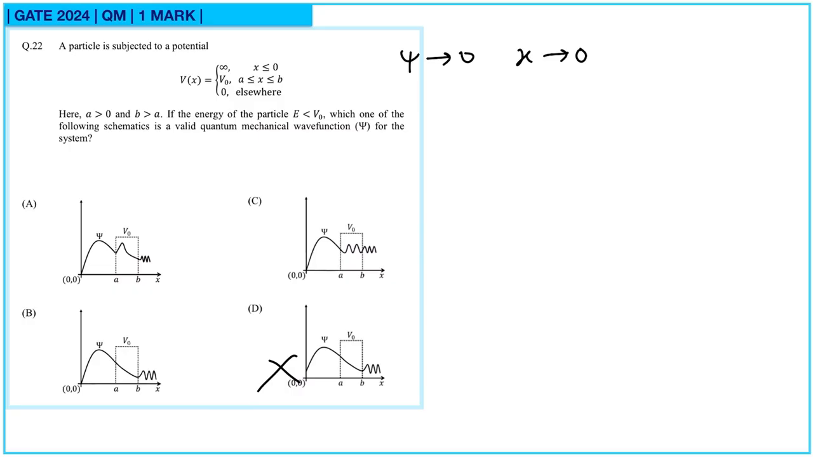So if V of x is 0, then the wave function will be oscillatory, something of this kind. And in this region A to B, it should be exponentially decaying. So let us see where it is matching. It should be exponentially decaying in A to B and otherwise oscillating. So option B is correct.